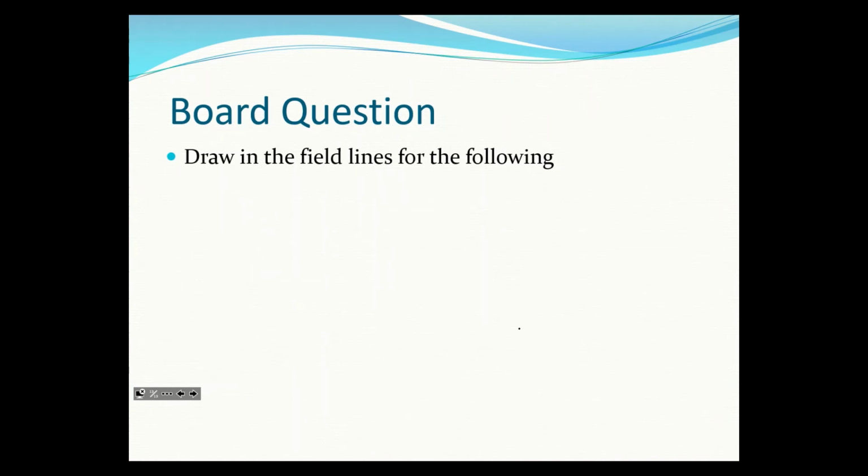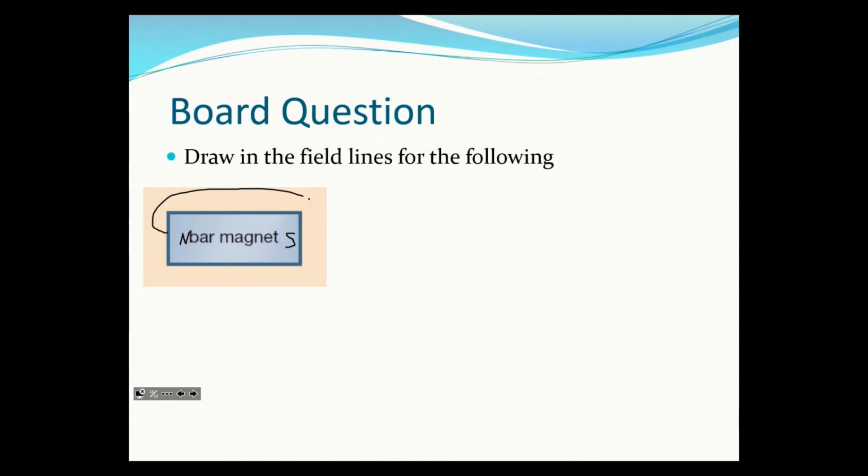So we're going to do a board question here. So just pause the video, try it yourself, and then I'll show you the answer. So pause it now. So draw the magnetic field around a bar magnet. So you have to label a north and a south side, and they go in loops like that. So the magnetic field always goes from north to south. From north, away from the north, towards the south. Okay, hopefully you drew that.